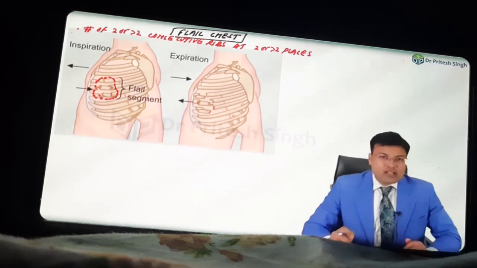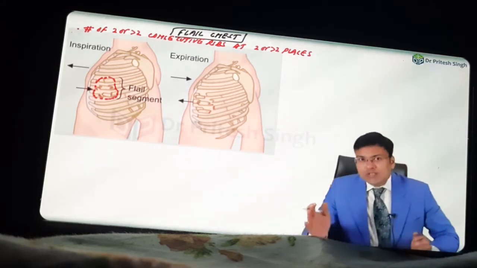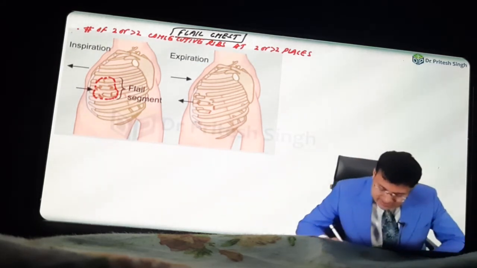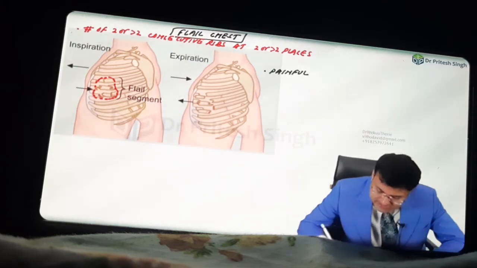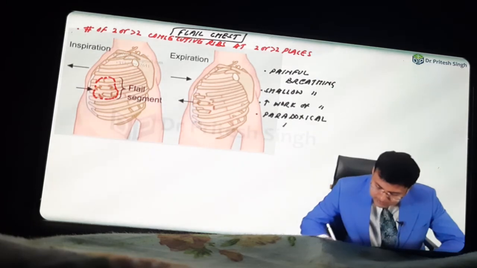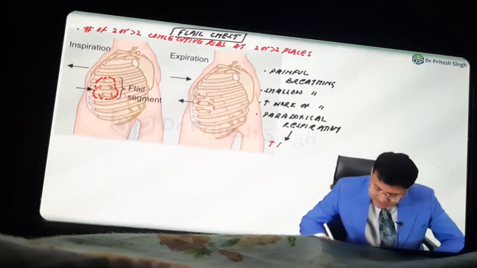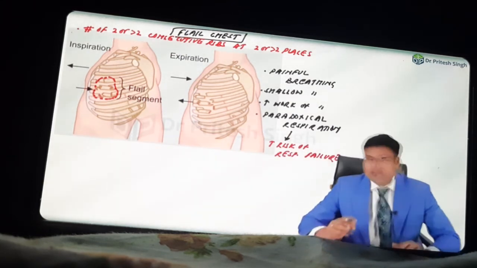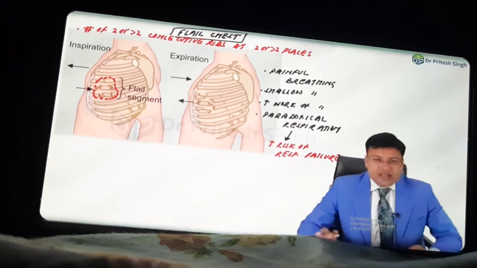This is also known as paradoxical respiration. Why? Because this flail segment moves out when the thoracic cavity moves in. It is characterized by painful breathing, shallow breathing, increased work of breathing, and paradoxical respiration. And because of all these things, what's the problem? There is increased risk of respiratory failure. But be careful, all patients do not have respiratory failure. It increases the risk of respiratory failure.